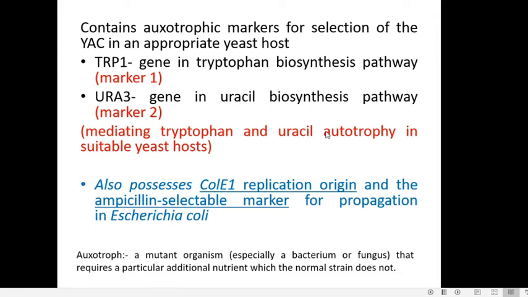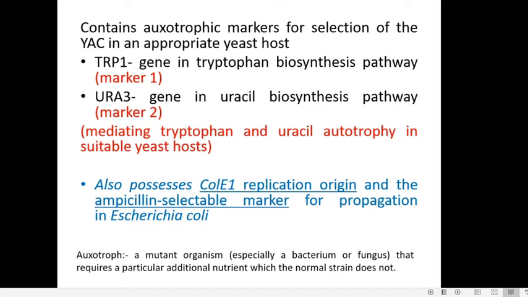What do you mean by an auxotroph? An auxotroph is a mutant yeast cell which will have a particular enzyme deficient, and because of the deficiency of that enzyme, it will not be able to synthesize a particular metabolite. So such a mutant yeast cell which doesn't have the ability to self-synthesize a particular molecule is called an auxotroph. So we will see how an auxotrophic marker works.